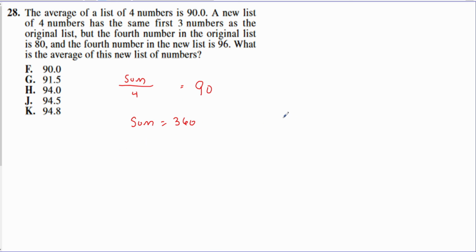So my new sum, which I'll write over here, is going to be 360 plus that extra 16, right? That looks like 376, okay? This is the sum that I'm then going to divide by the new 4 numbers, the original 3 plus 96, right? And so it looks like in this case, we're going to get, let's see if I can do this in my head, 9 times 4 makes 36, so it looks like it'll be a 94, okay? So my new average is 94.0. That'll be the new average, okay?